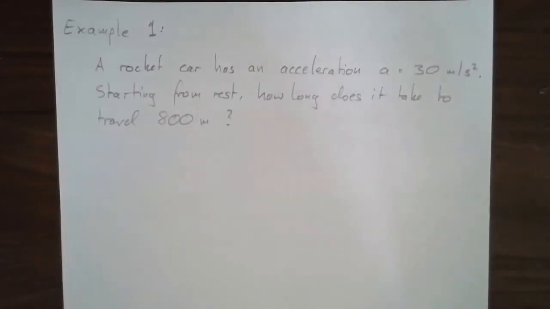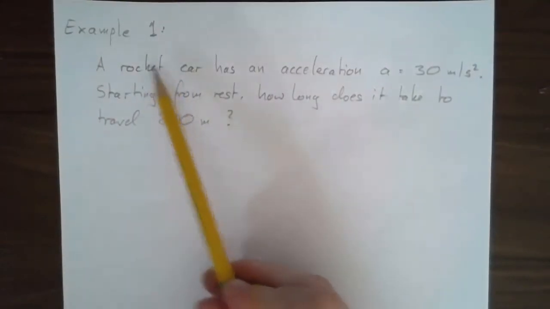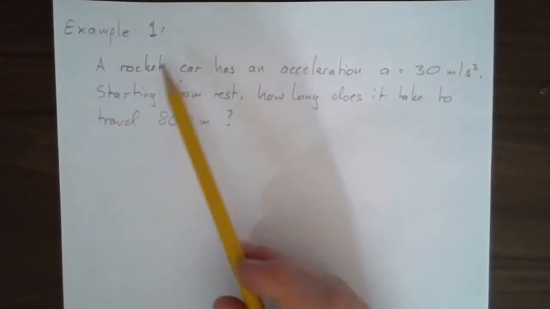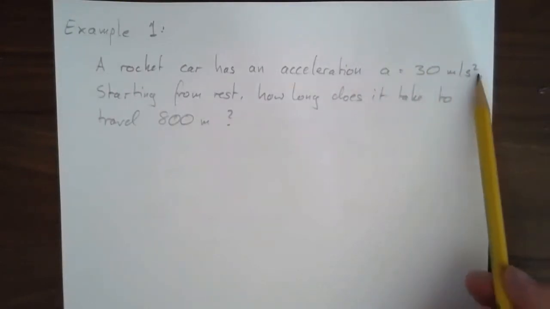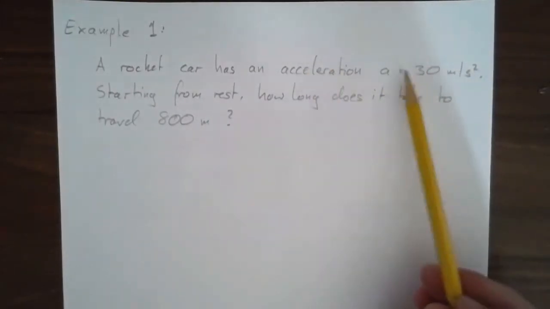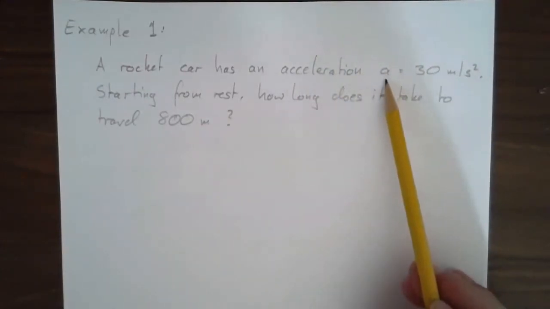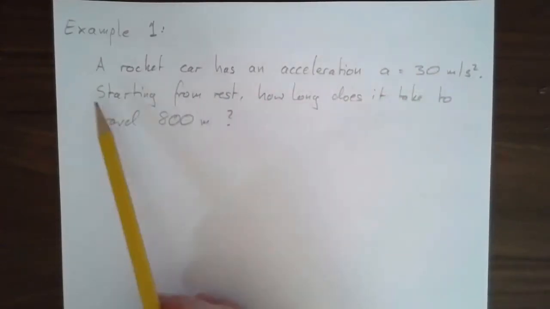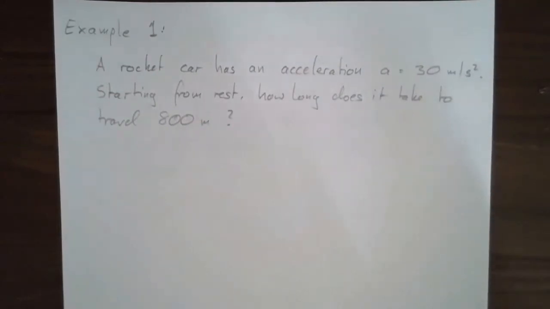Here's my first example. Rocket car. I assume that it's a car that's had a rocket strapped to its back, some kind of thruster like it. Rocket car has an acceleration, a, of 30 meters per second squared, right? So the acceleration is 30 meters per second squared, and the question introduces the symbol a as the variable to use here. Starting from rest, how long does it take to travel 800 meters?